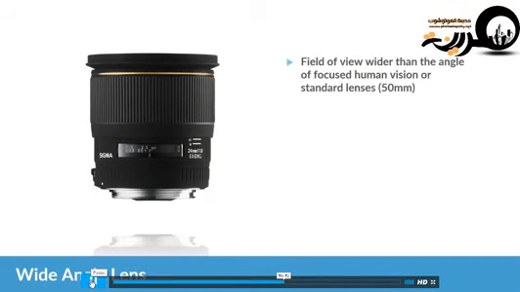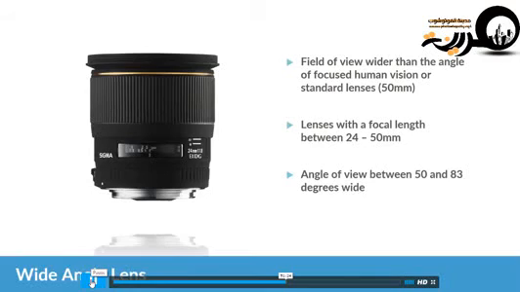Typically, wide-angle lenses are lenses with a focal length between 24mm and about 50mm. Remember, when the millimeters are lower, the wider the lens is going to be. So 24 is wider than 50. The lower the number here, the wider the lens is going to be. And absolutely, Christopher, these would be used for landscape photography. Wide-angle lenses also have an angle of view from about 50 to about 83 degrees wide.